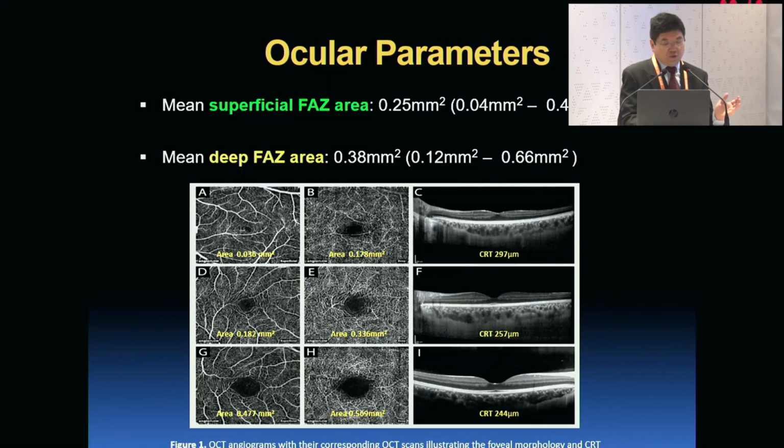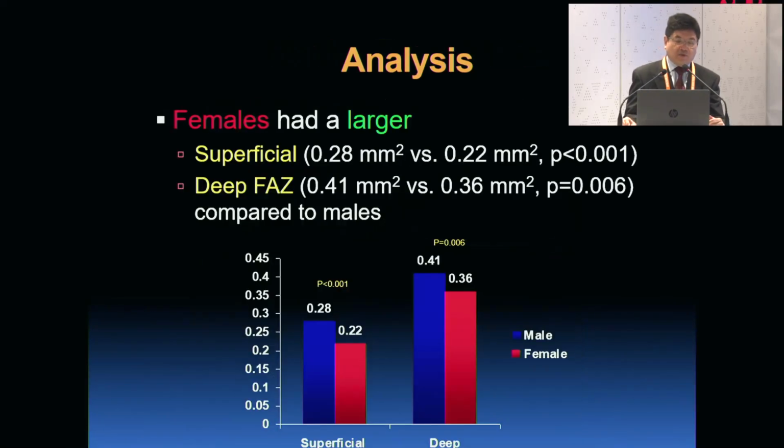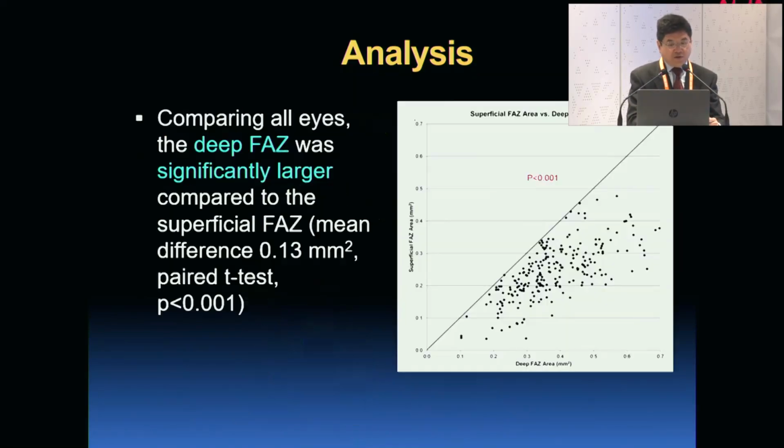And if you look at the top row, that's the superficial and deep FAZs of one subject. And you can see the very small FAZs with a correspondingly smaller deep FAZ. The middle row is one with what we term as a medium size, and the last row is that with a large FAZ. So when we analyzed the results, we found that females had larger superficial as well as deep FAZ compared to males. And when we compared the deep versus superficial, it was always significantly larger in the deep zone compared to the superficial FAZ.